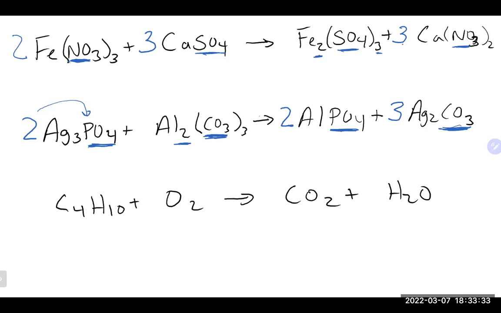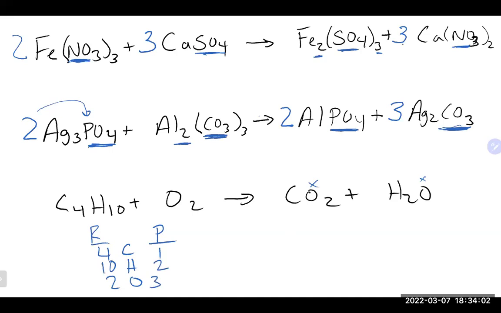All right, looking at the last one here, reactant side, product side. We've got carbon, hydrogen, oxygen. We have four carbons on the left and one on the right. We have 10 hydrogens on the left and two on the right. Oxygen is two on the left; on the right, two there and one more there gives us three.